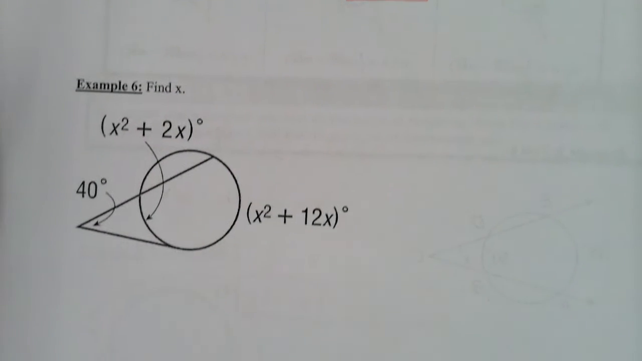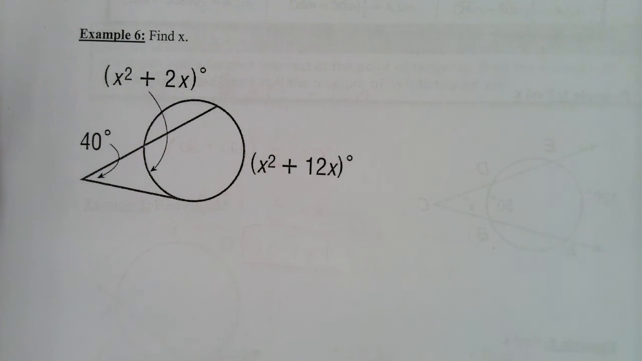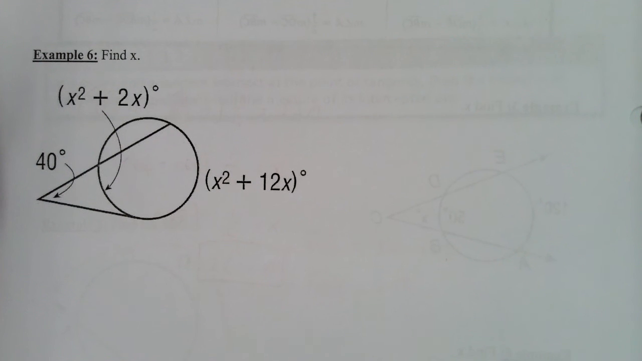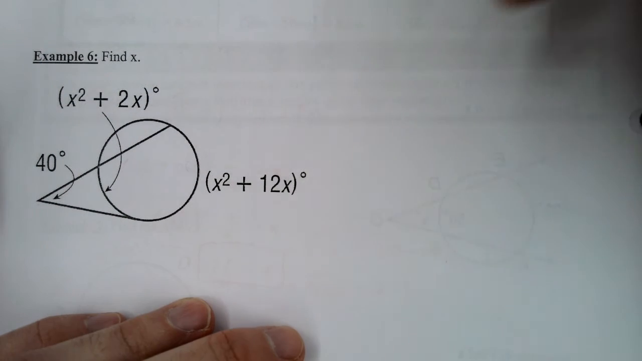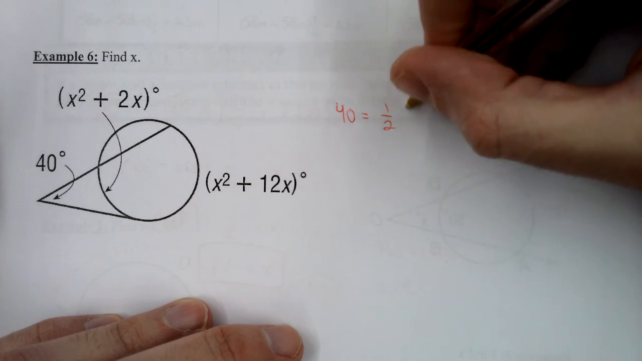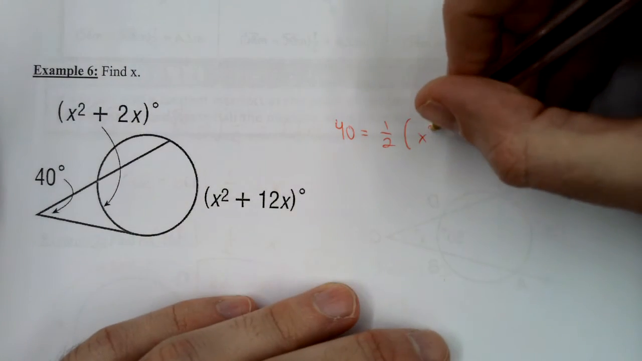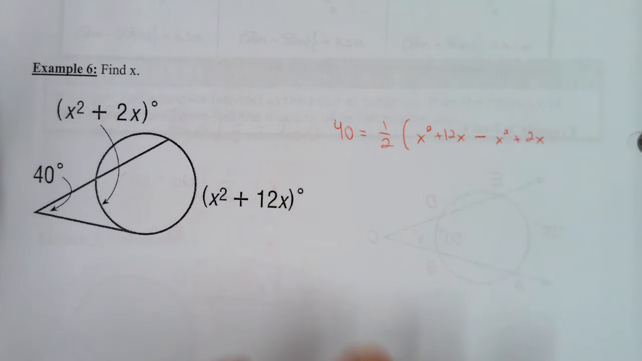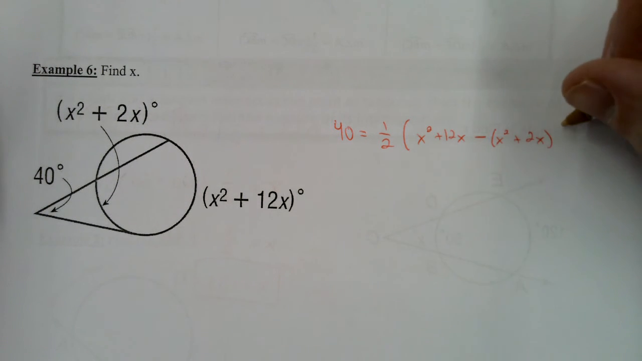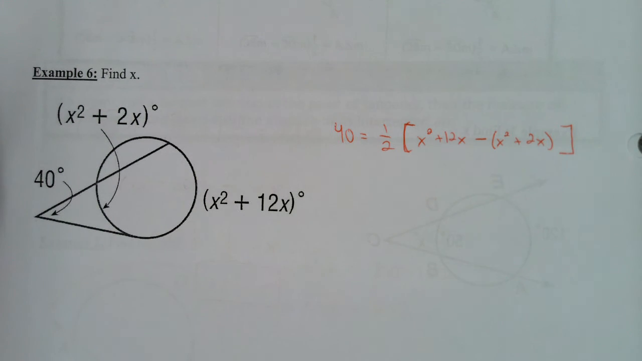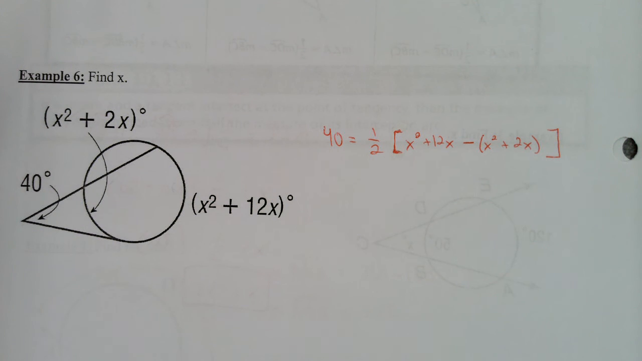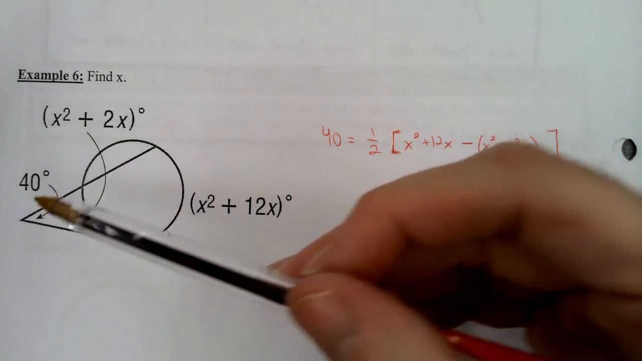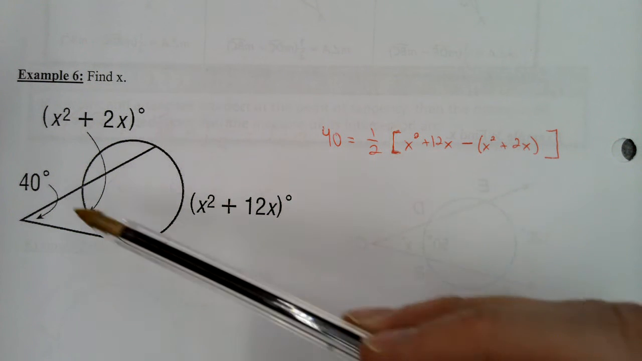Last example, saving the hardest for last, of course, like usual. Find x. Okay. So first things first, I'm going to do 40 equals 1/2 of x squared plus 12x minus x squared plus 2x. But if I were you, I would put that in parentheses. Let's use brackets here. Maybe we do that so it looks a little nicer. Okay, so here we go.